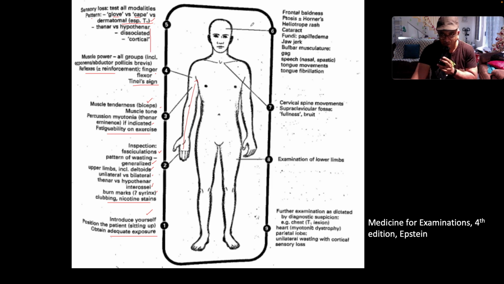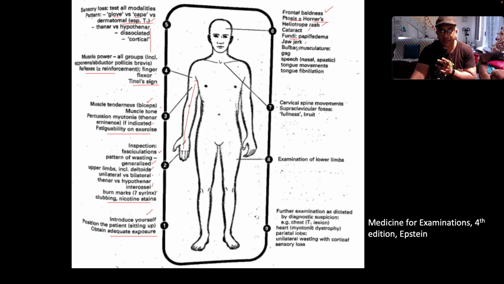Other features to look out for, guys: does the patient have frontal baldness, which would lend itself more to dystrophia myotonica? Is there ptosis with or without a Horner's? So, Horner's is ipsilateral ptosis, miosis, anhidrosis. It speaks mainly to infiltration of the cervical sympathetics on one side, often on the back of a Pancoast tumor or a superior sulcus tumor. Heliotrope rash will speak to dermatomyositis, cataracts, a whole lot of causes for those. Look into the fundus for papilledema.